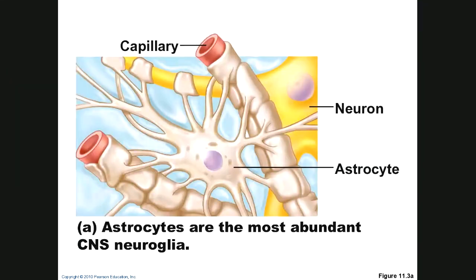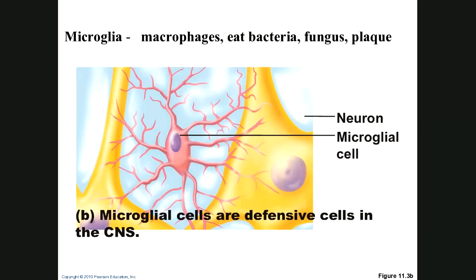That's kind of debatable. This is a picture of the astrocyte right here, and it's holding this capillary up against the neuron here, as you see. Now, another cell is a microglial cell, or microglia. Microglial is an adjective form. They are basically macrophages of the central nervous system. They eat things that need eating. Bacteria, fungus, viruses, but plaque, and things that aren't supposed to be inside your brain.